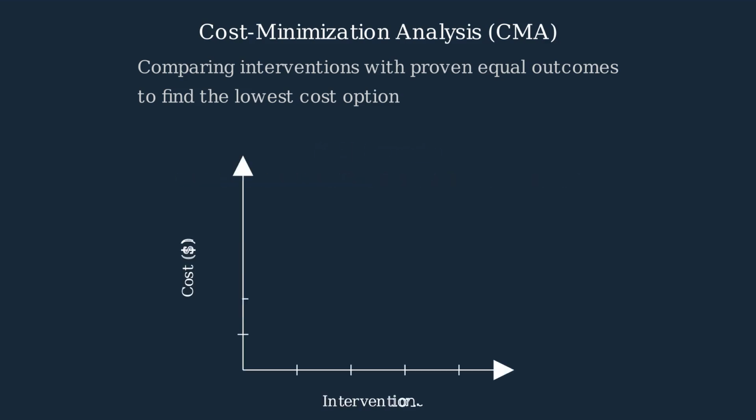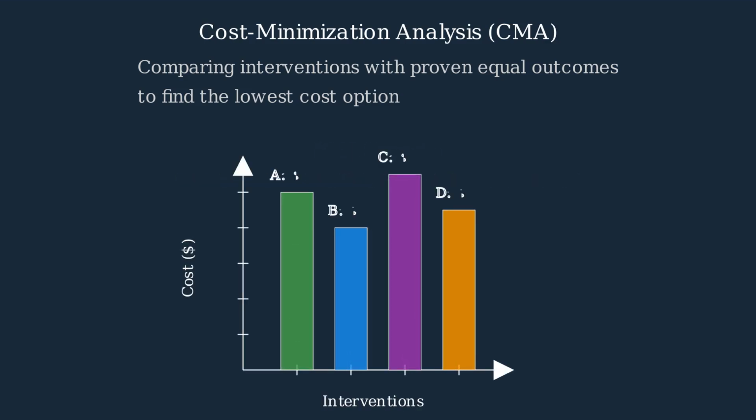Let's look at a cost comparison of 4 different interventions. Each has been proven to deliver the same health outcome. Using cost minimization analysis, we would select intervention B, which costs $80. It's the cheapest option while providing the same health benefits as the others.